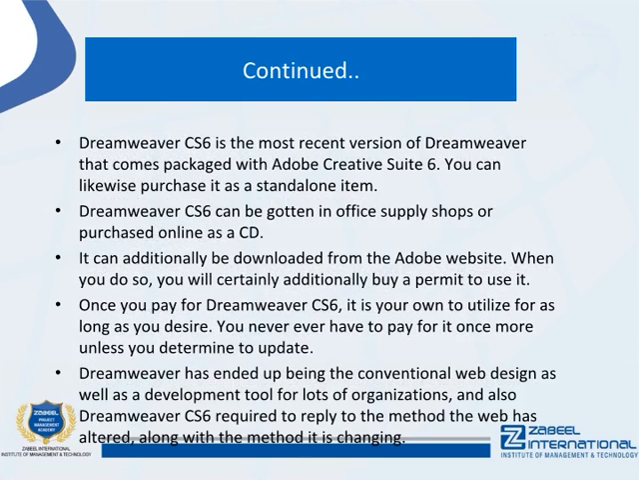Dreamweaver CS6 is the most recent version of Dreamweaver that comes packaged with Adobe Creative Suite 6. You can likewise purchase it as a standalone item. Dreamweaver CS6 can be bought in office supply shops or purchased online as a CD. It can additionally be downloaded from the Adobe website. When you do so, you will also buy a license to use it. Once you pay for Dreamweaver CS6, it is yours to use for as long as you want. You never have to pay for it again unless you decide to upgrade.